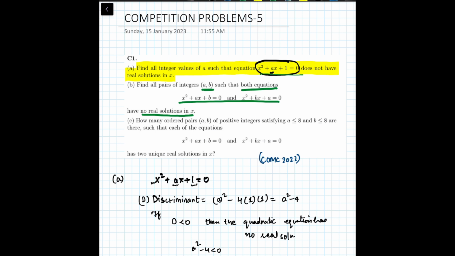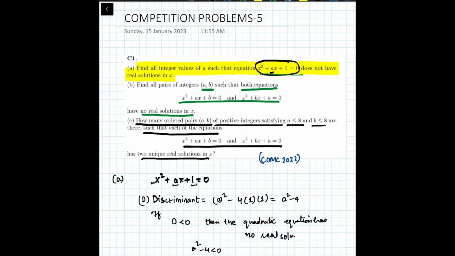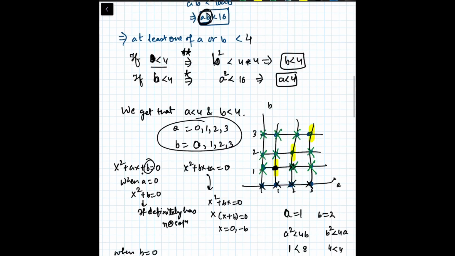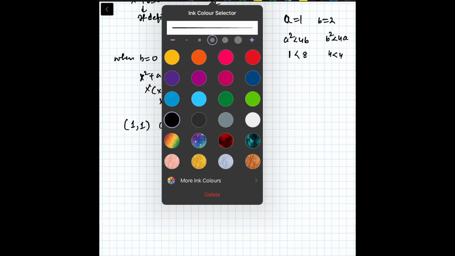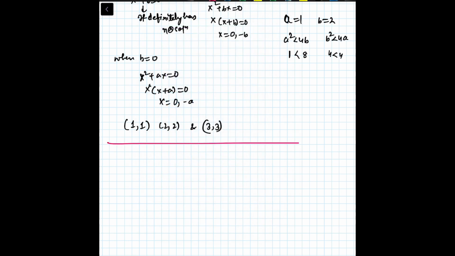Now if you look at the C part, how many ordered pairs a comma b of positive integers satisfying a less than or equal to 8 and b less than or equal to 8 are there, such that each equation has two unique real solutions? So you have x square plus ax plus b equal to 0, and x square plus bx plus a equals 0, same equations, but now you want them to have solutions.